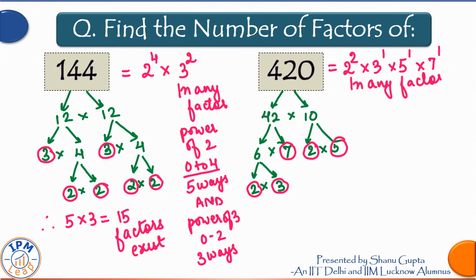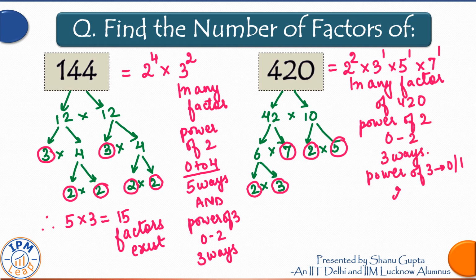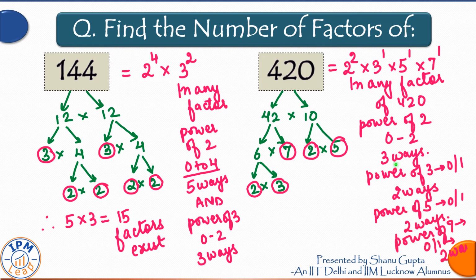In any factor of 420, the power of 2 can range from 0 to 2. We can choose the power of 2 in 3 ways. Power of 3 can be 0 or 1. 2 ways of choosing that. Power of 5 can be 0 or 1. Again, 2 ways of choosing that. And the power of 7 can also be 0 or 1. 2 ways of choosing that. Therefore, there are 3 into 2 into 2 into 2. That is, 24 factors exist for the number 420.